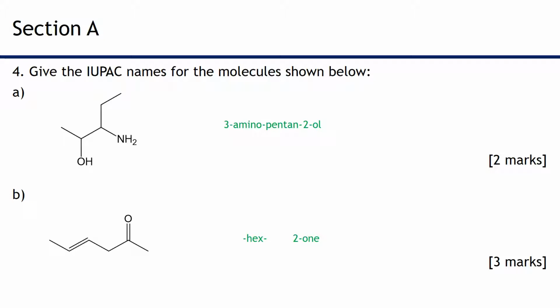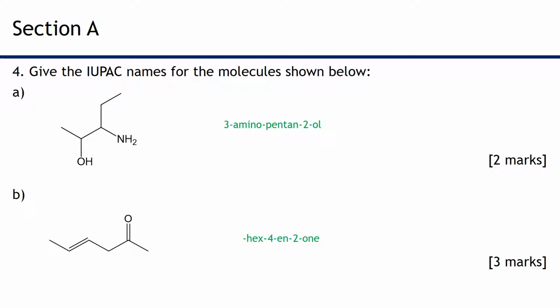So if it's a ketone, it's going to end in -one, and that ketone is on the 2nd carbon along, so it's going to be 2-one. But our alkene, instead of being a prefix, fits into the name after the hex, so it's hexene-one, but with the numbers in there, the alkene starts on the 4th carbon along, so it's hex-4-ene-2-one.